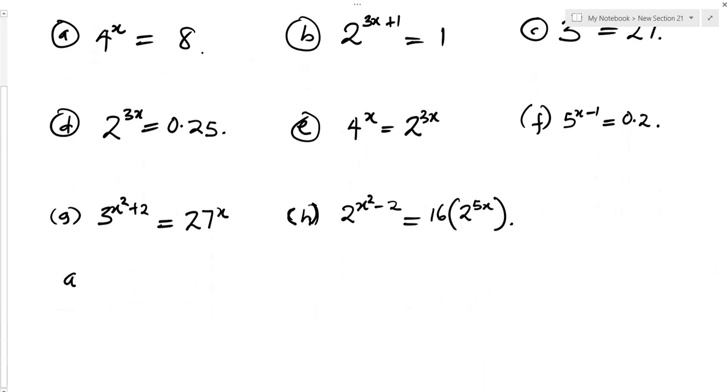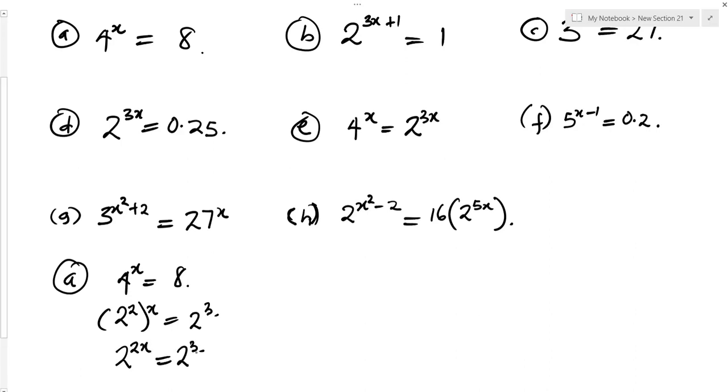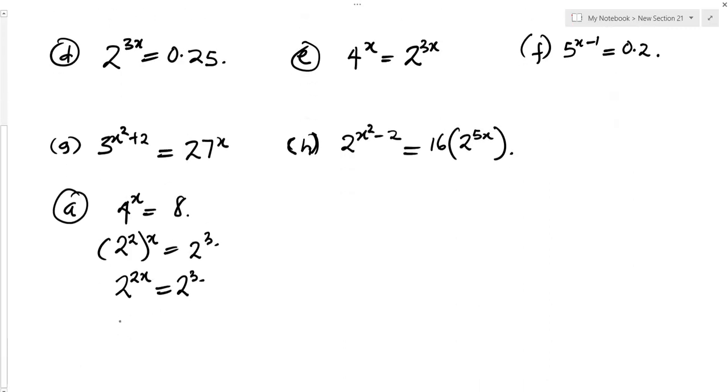For a, you have 4 raised to power x equals 8. Now 4 is the same as 4 raised to power 2, so you have 4 raised to power 2, all raised to power x, equal to 8, which is 2 raised to power 3. So now we have 2 raised to power 2x equal to 2 raised to power 3. It then implies that, equating the powers, you have 2x is equal to 3. So x is equal to 3 over 2.